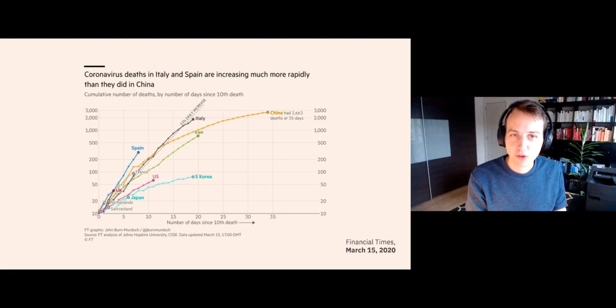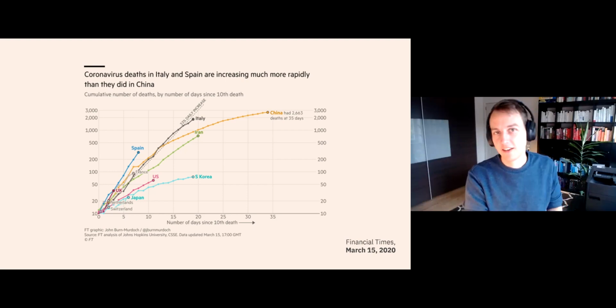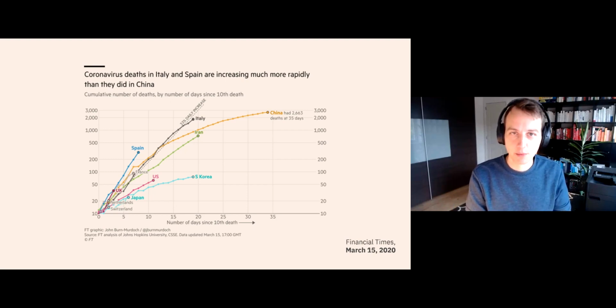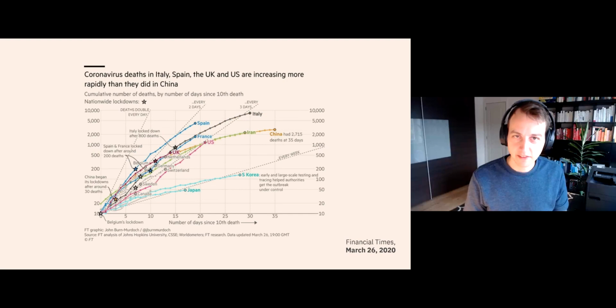The Financial Times was the first one to do it this way, and then it has been copied by virtually every news agency or newspaper all over the world. This is the chart for March 15. It still kind of works because we don't have that many countries, but you can already feel what's going to happen if we move a little bit into the future. So 10 days later, this is how that same visual started to look.